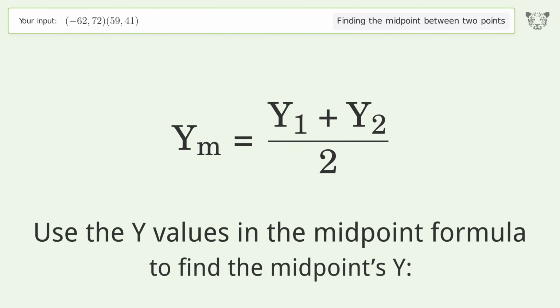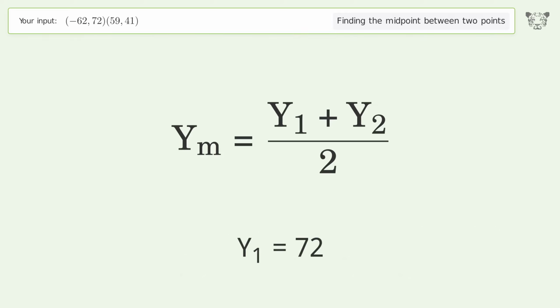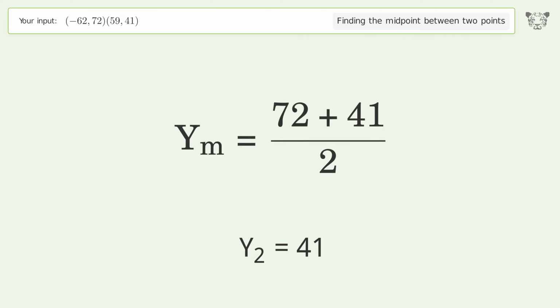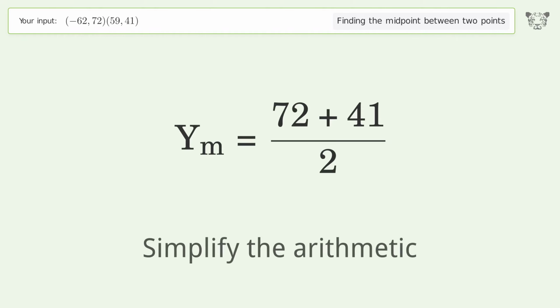Use the y values in the midpoint formula to find the midpoint's y. y1 equals 72. y2 equals 41. Simplify the arithmetic.